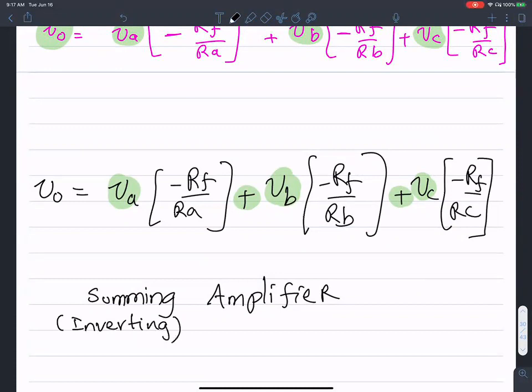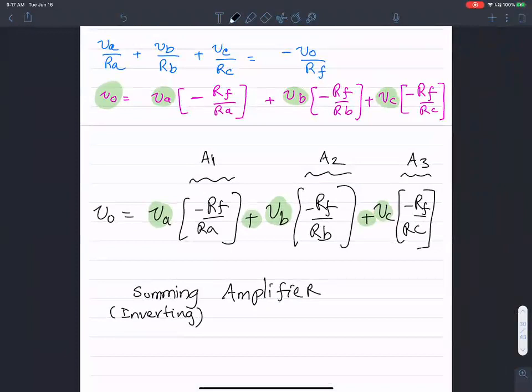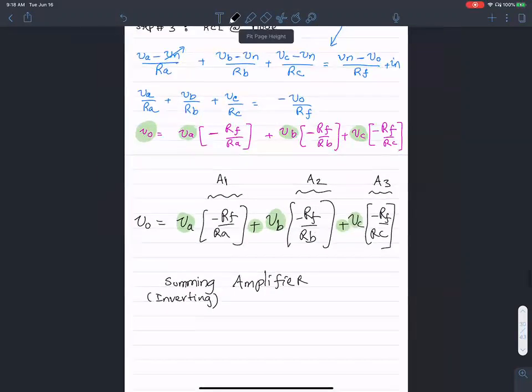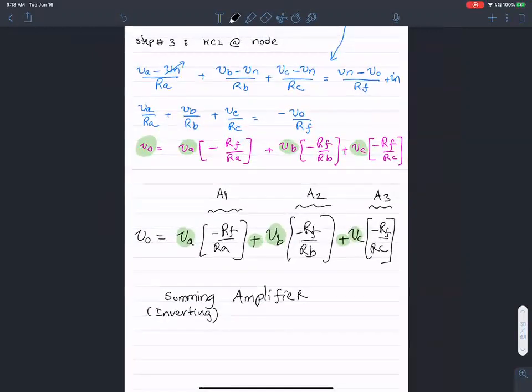Each of these inputs is weighted by a gain, A1, this is a gain A2, this is a gain A3. So they're weighted differently. So if you want to add 3 different inputs in 3 different proportions, all you could do is pick one value for RF and have a choice of RA, RB, and RC, and play around with those values to get the proportions that you want.